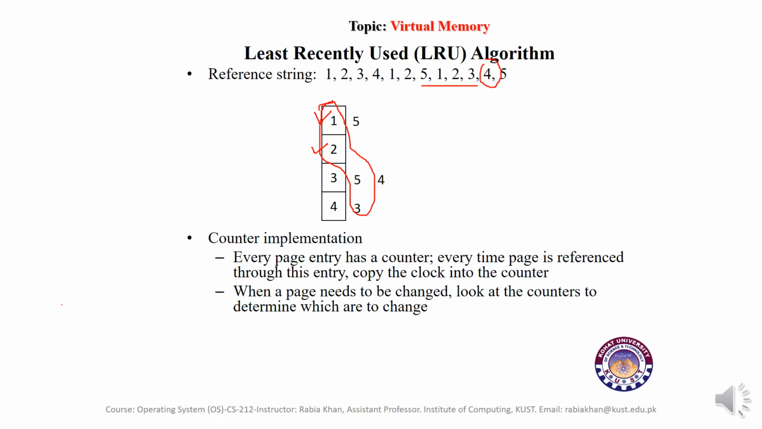Page number 3 has been recently used in the past, so we cannot replace it. Page number 2 is also used recently in the past. Page number 1 is a little away. Page number 5 is the farthest away page used in the past. So the option we are left with is to replace the page that is used least in the recent past. So page number 5 is the one that is used least in the recent past. So page number 5 goes out and page number 4 comes in at its place.